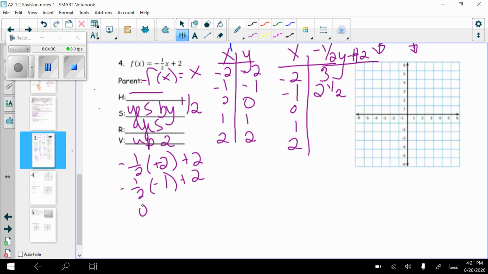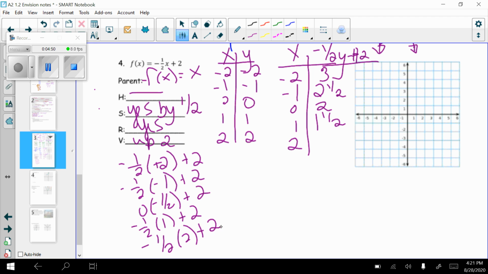Then we take the 0. 0 times negative 1/2 is 0 plus 2, so we're at 2. Then we go back to the 1, so negative 1/2 times 1 plus 2. So we have negative 1/2 plus 2, 1.5. And then finally the last one, negative 1/2 times 2 added to 2. So we get negative 1 plus 2, 1.